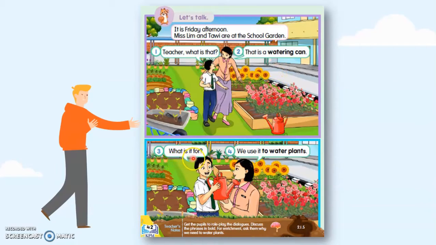What is it for? We use it to water plants.